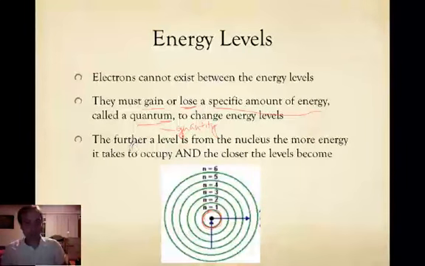Okay? So the further an energy level is from the nucleus, the more energy it takes to occupy that level. And it also turns out that as we go out, these energy levels, even though it's not represented in my picture, energy levels 5 and 6 are very, very close. Energy levels 1 and 2 are actually pretty far apart compared to 5 and 6. We'll see a picture later on that will represent this a little better. But the idea is that it takes lots of energy to occupy energy levels further and further out.